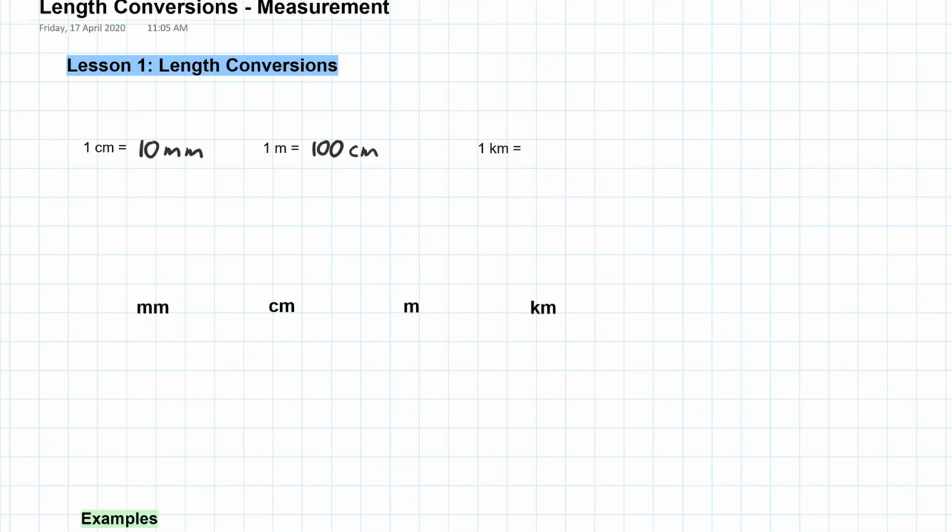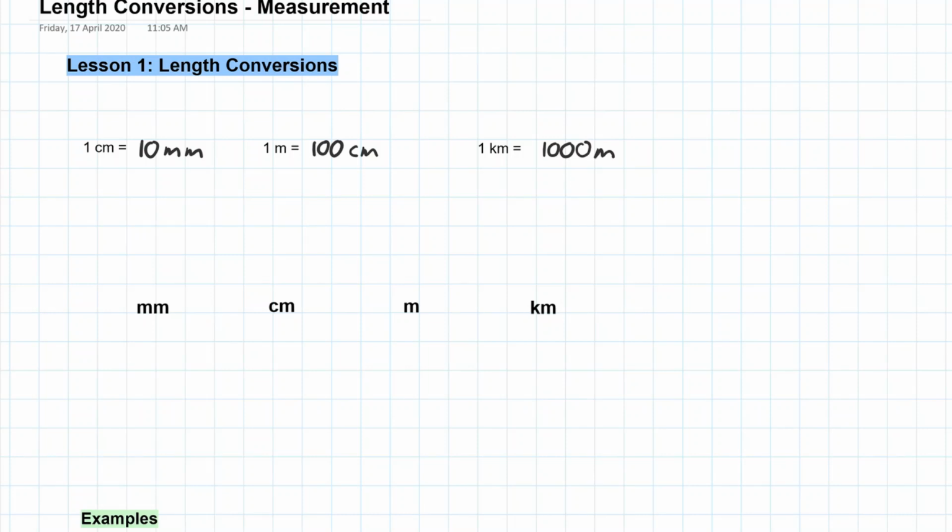For the next one, I want you to think how many meters make up 1 kilometer. If I said I was going to give you 5k in money, most people can tell me that means 5,000. K often represents 1,000 in mathematics. So 1 kilometer, K represents 1,000, so it is 1,000 meters.